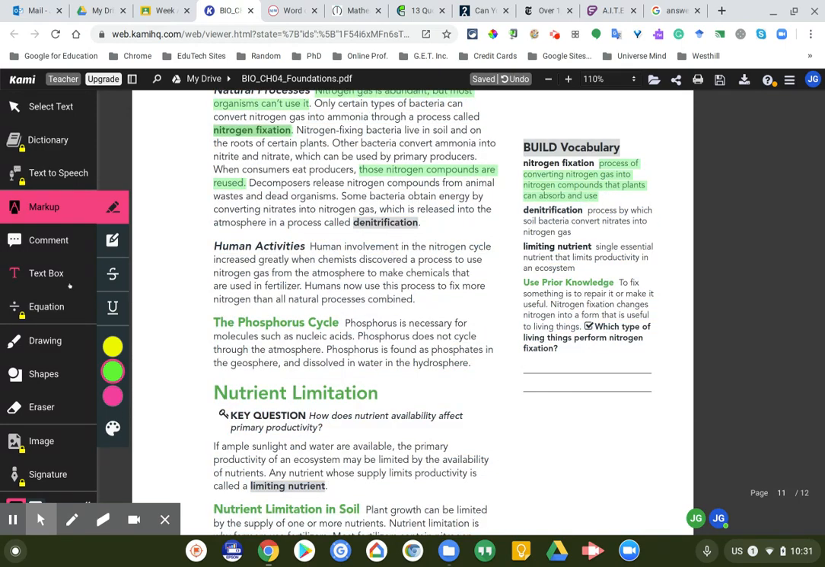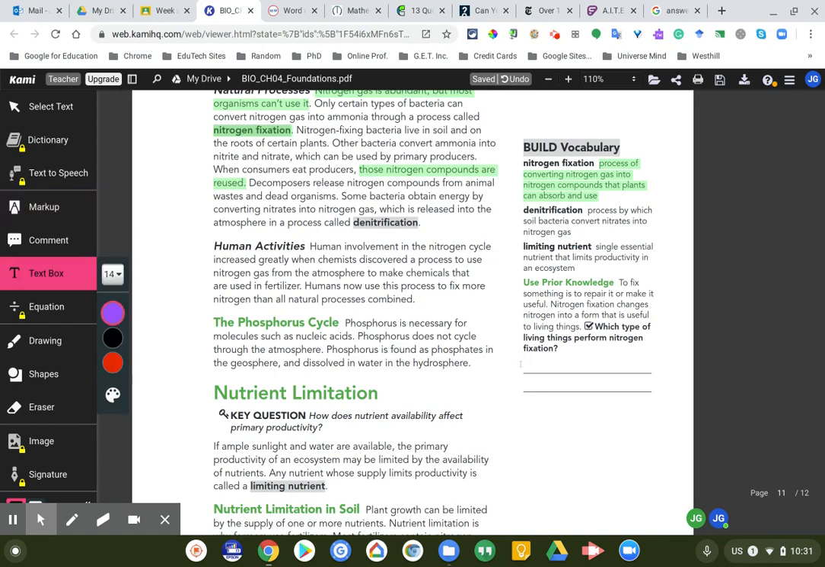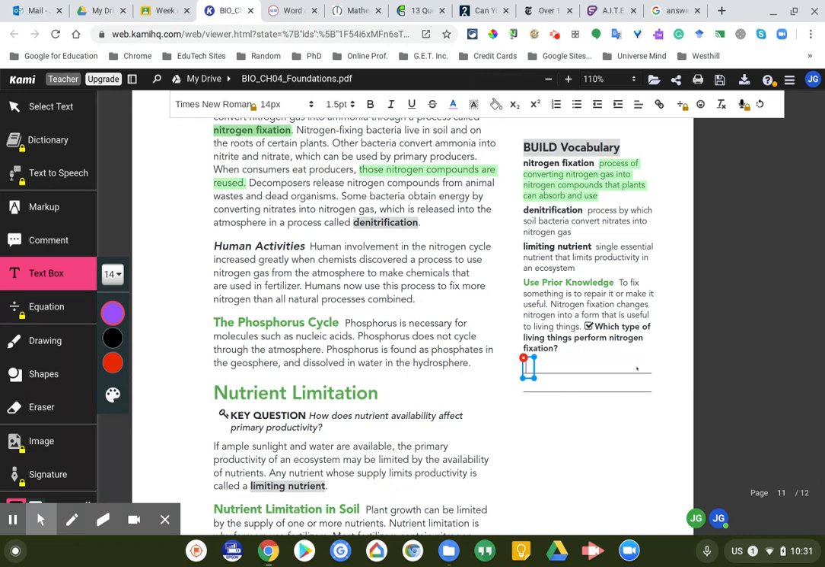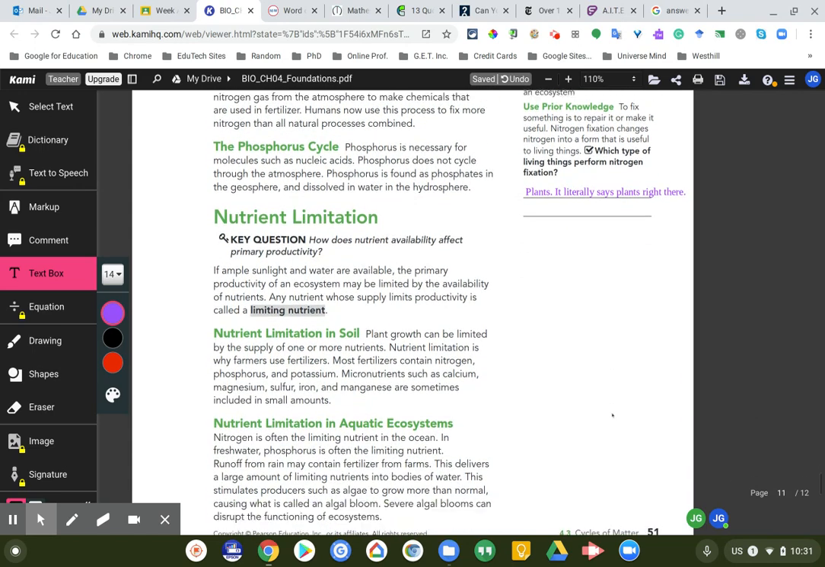And which type of living things perform nitrogen fixation? Plants. Right? It literally says plants. Okay, so plants, obviously.